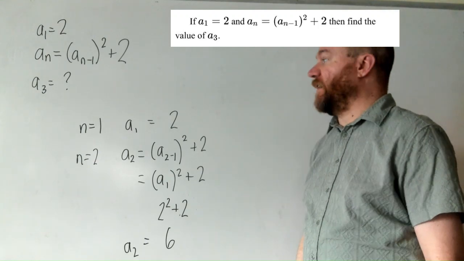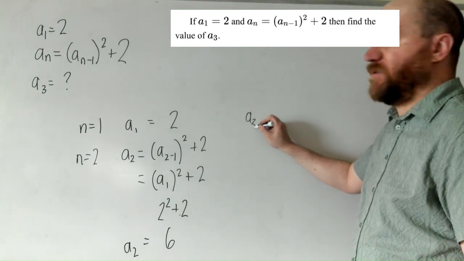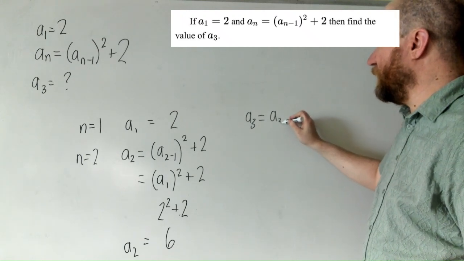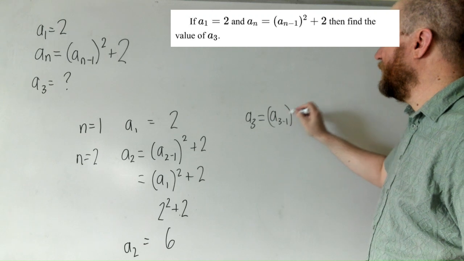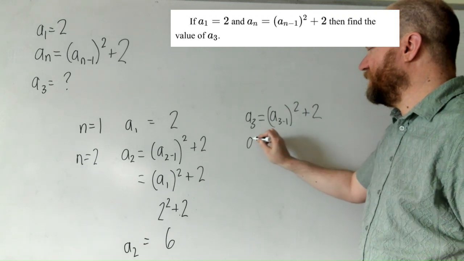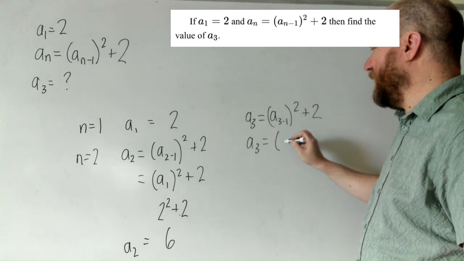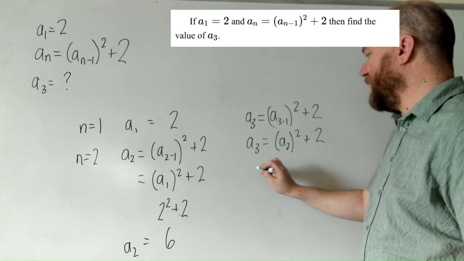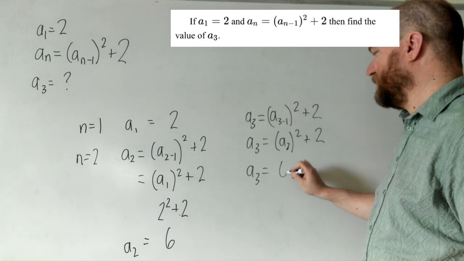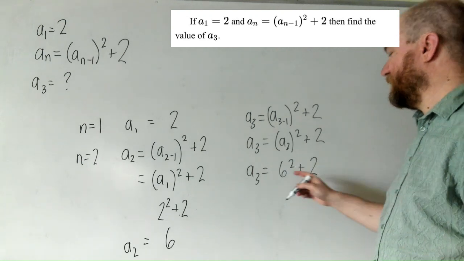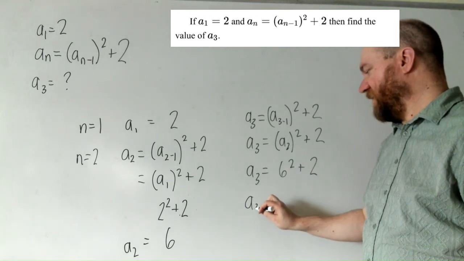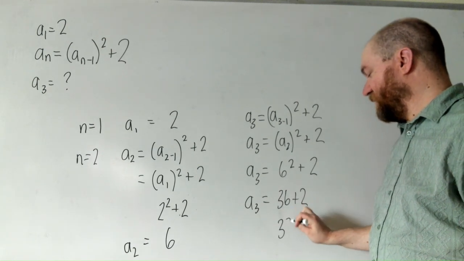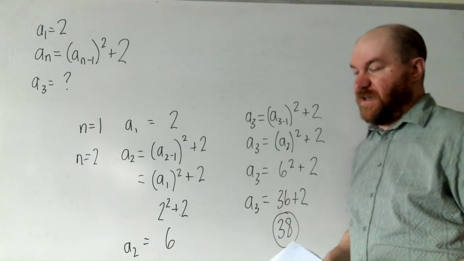And now we need to do A sub 3. The formula says, take the last number, so 3 minus 1, squared plus 2. A sub 2 is 6, so 6 squared plus 2. A sub 3 is 36 plus 2. The answer to this one is 38.